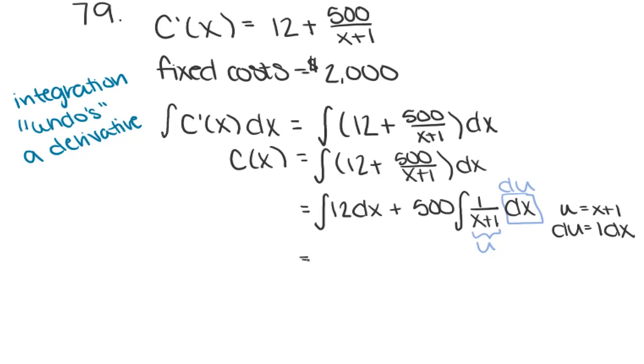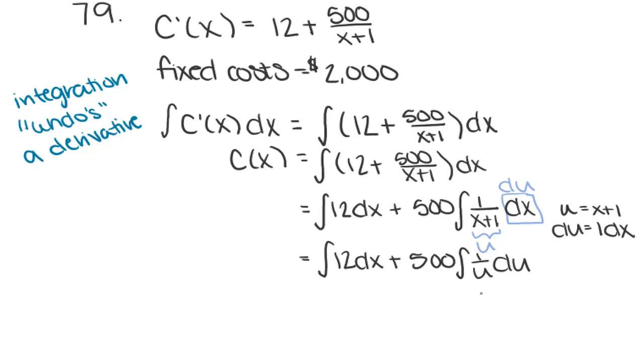So we can say we're still going to keep this guy as 12 dx, and I apologize if I'm talking fast. The last video I recorded ended up being way longer than I expected, so I don't want to keep you guys too long. Okay, so 12 dx plus 500 integral of 1 over u du.